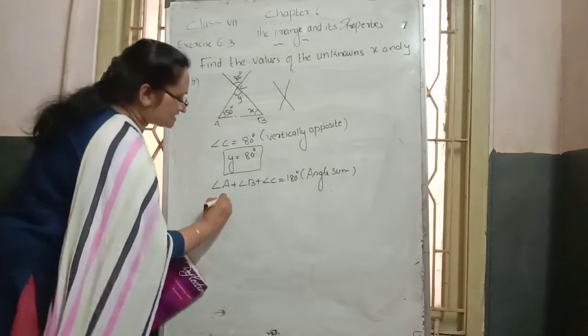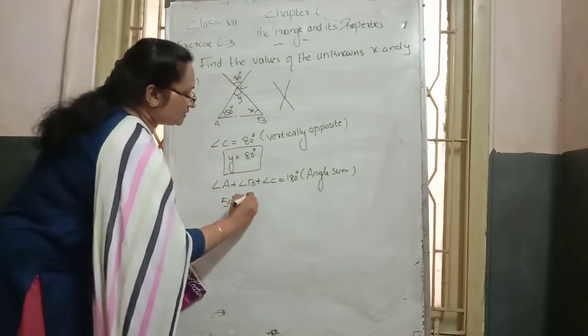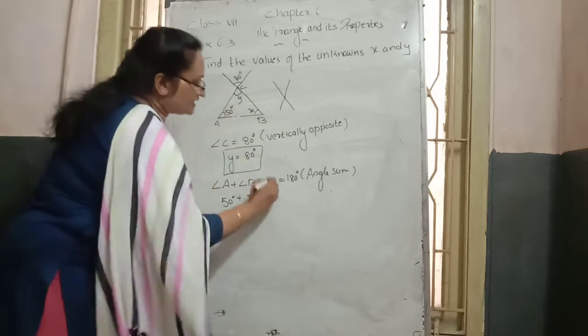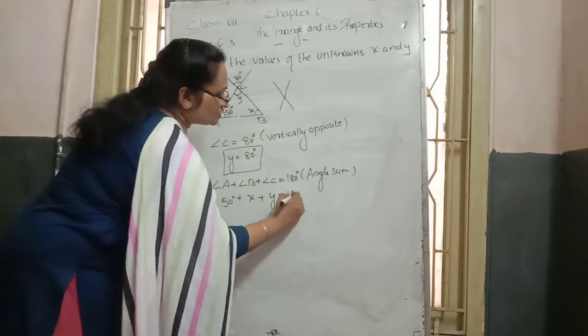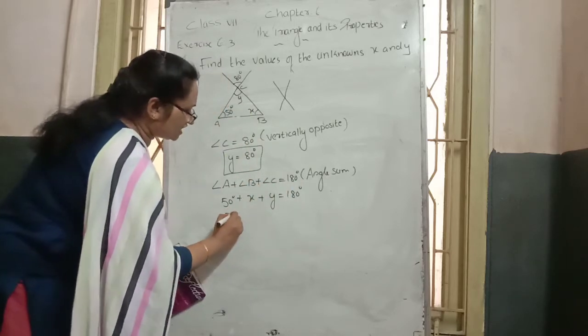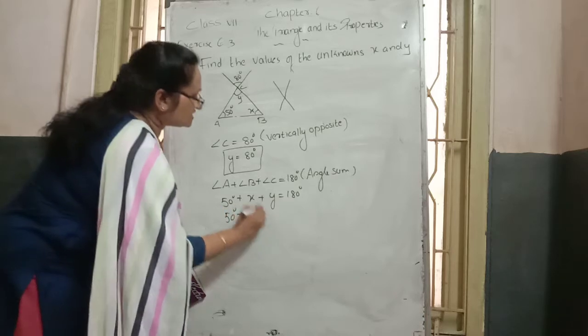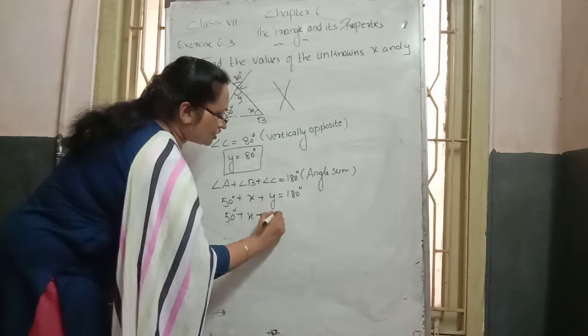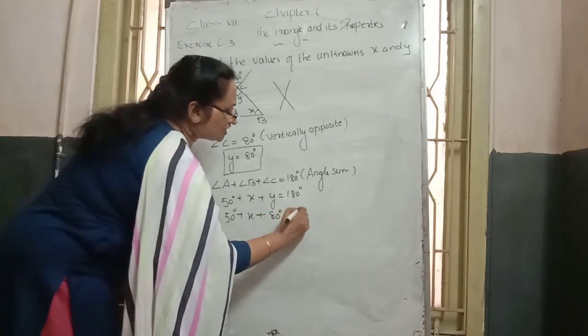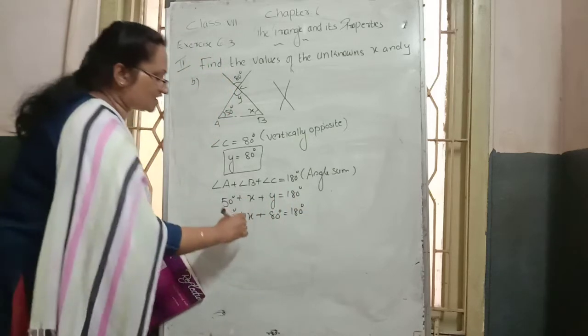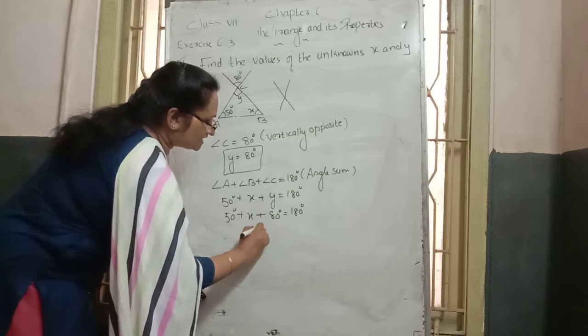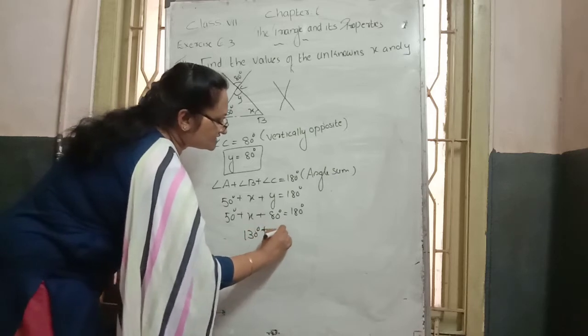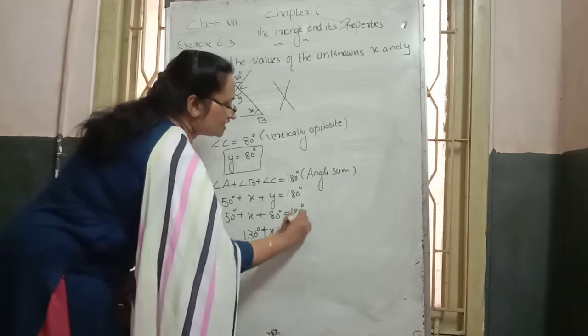Angle A value is 50 degree. Angle B value is x. Angle C, represented as y, is equal to 180 degree. 50 plus x plus y; the y value we got just before is 80. Instead of y, substitute 80, equal to 180 degree. 50 plus 80 becomes how much? 130 degree plus x is equal to 180 degree.